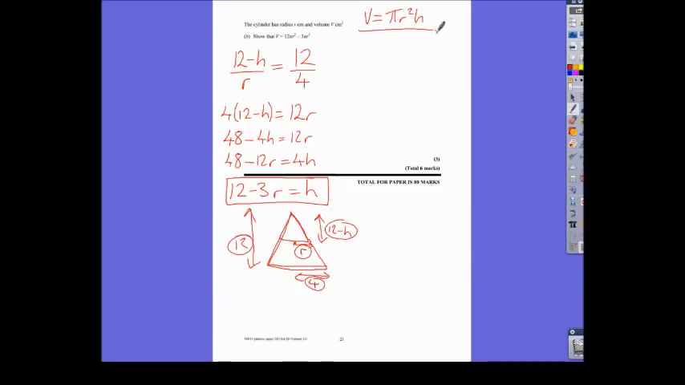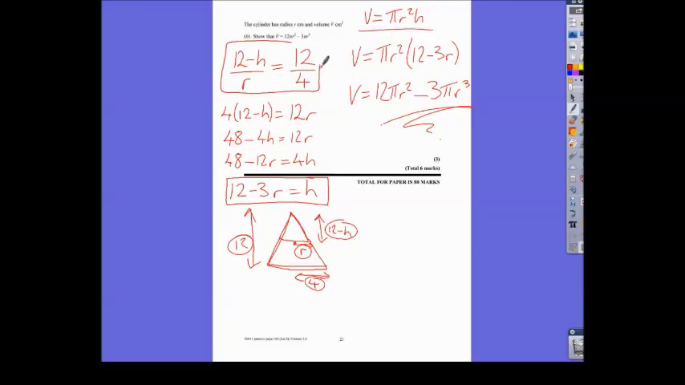Once we know what h is in terms of r, we can put that into this equation. So we've got the volume is up to pi r squared times what we just worked out, 12 minus 3r. And if we expand that, we'd have 12 lots of pi r squared, take away 3 lots of pi r cubed, which is exactly what it asked for in the first place. So not an obvious question, using similar shapes there and the volume of a cylinder, but it's quite easy to follow through once you've realised that those two must be in the same ratio.